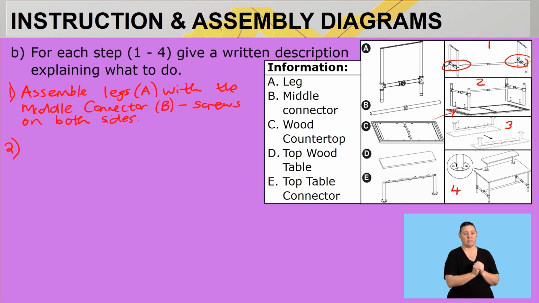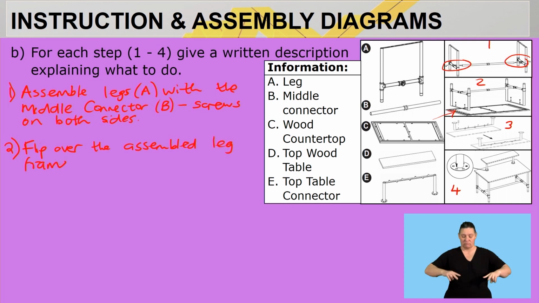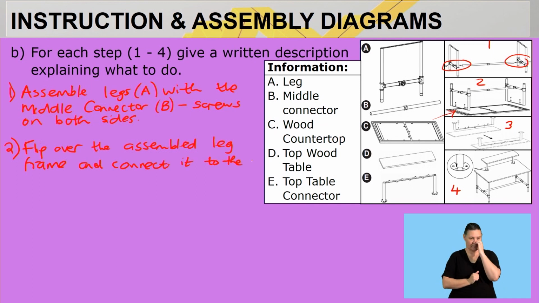Okay, let me write it down. So basically, we will flip over the assembled leg frame. Right, so that part there that we did in the first part. And then connect it to the bottom of C, which is the wood countertop.